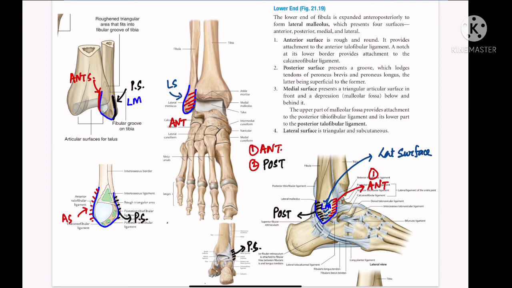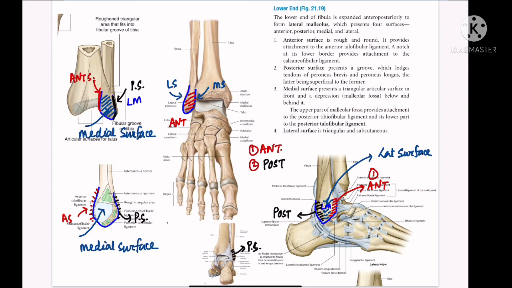And the rest is the medial surface, which should be opposite to the lateral surface. In order to see the medial surface, we have to make the tibia transparent. So this surface, which you can see through the transparent tibia, is the medial surface. This medial surface has separately been shown in the diagram below. It is a schematic diagram of the medial surface. Okay, so four surfaces: anterior, posterior, lateral, and medial.